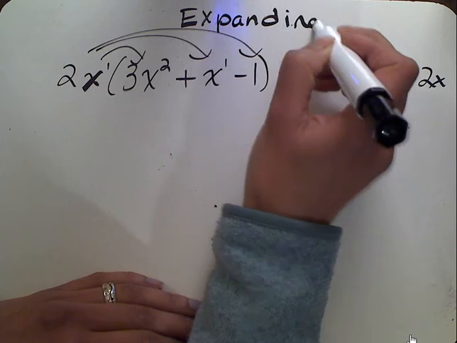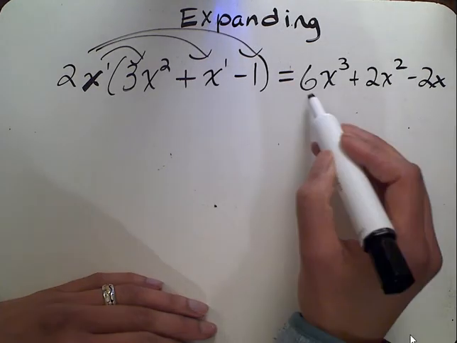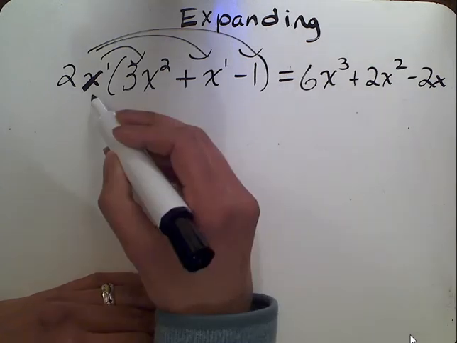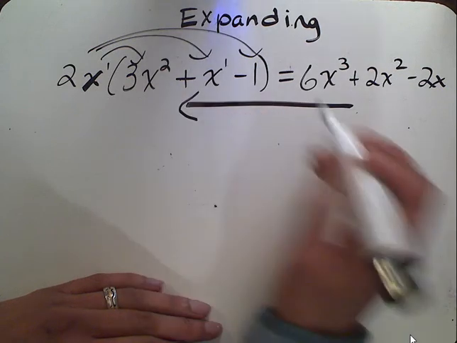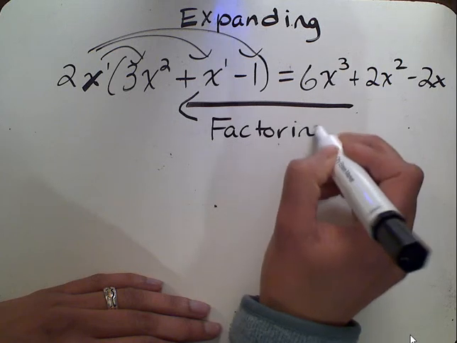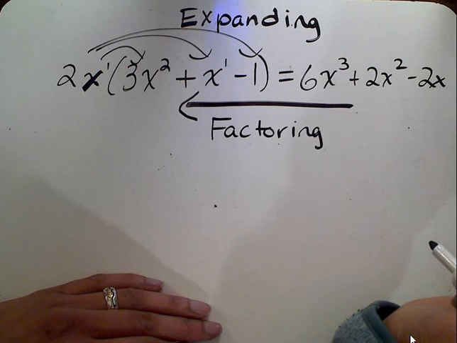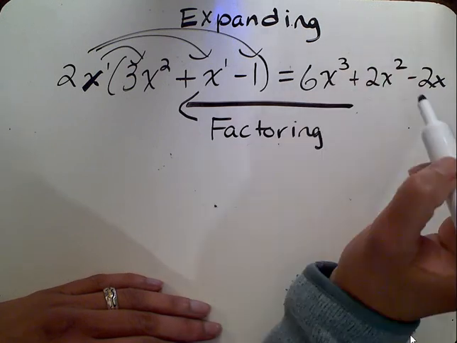Now, if I was to work in the other direction and take a sum or difference of terms and express it as a product, so I'm going in this direction this time, this is called factoring. And there are a few different types of factoring methods that we're going to cover. But again, in this video, I'm going to review common factoring.